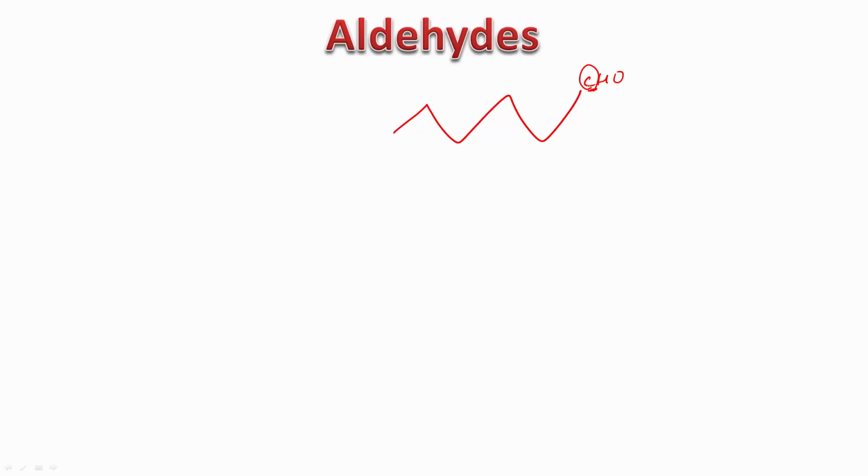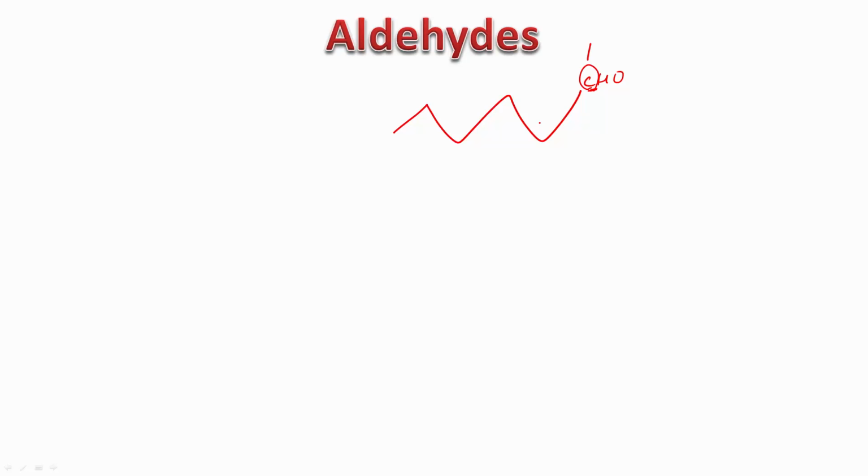And if no other functional group exists which may have a higher priority compared to CHO, and that is what we're going to see, then this carbon is always numbered as 1 and the others would be numbered accordingly. So if one aldehyde is present, that carbon is always numbered as 1.